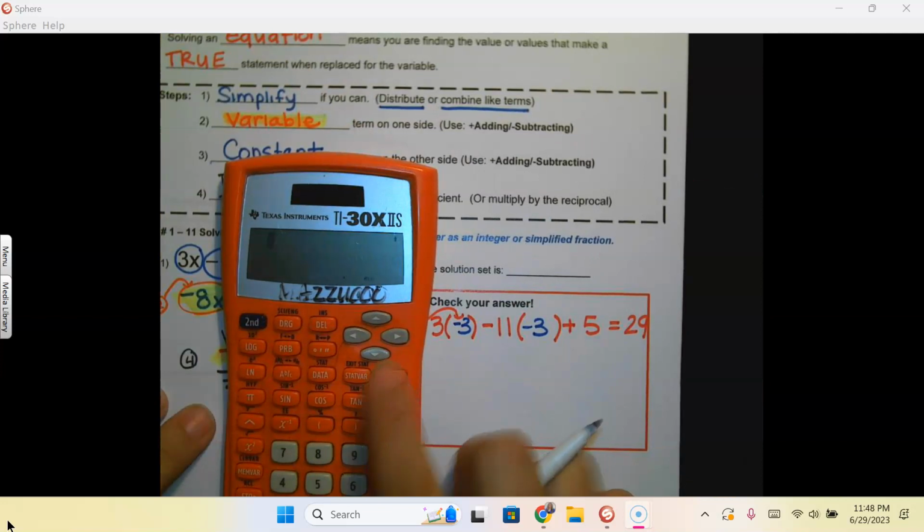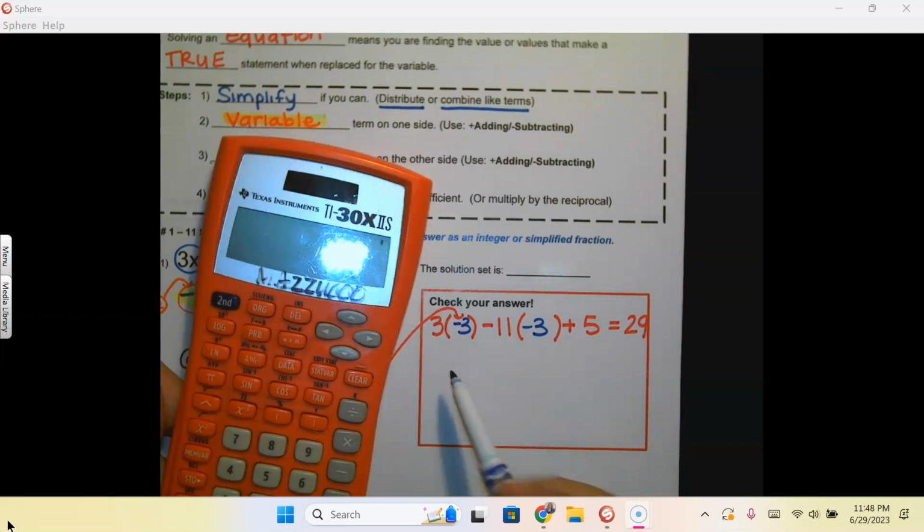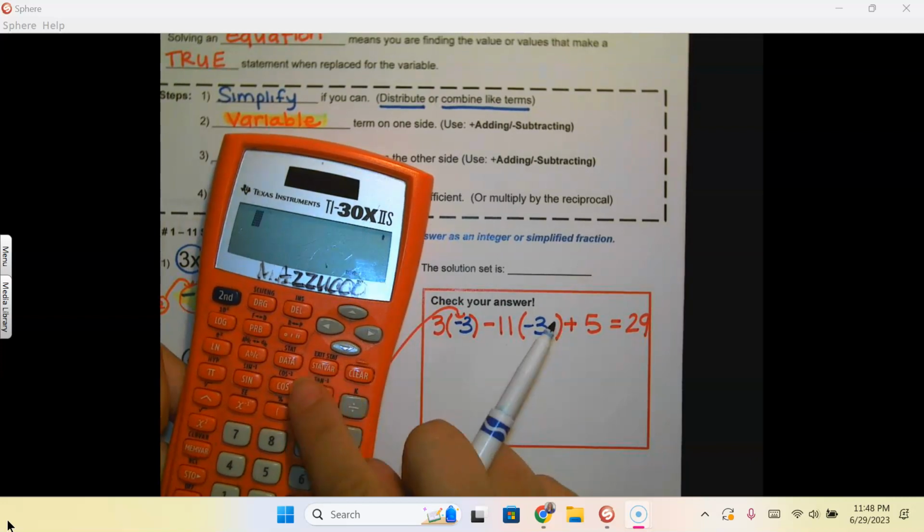Okay, and then if on a test your teacher or me, we're not asking you to show your work, you can just type this right in your calculator.